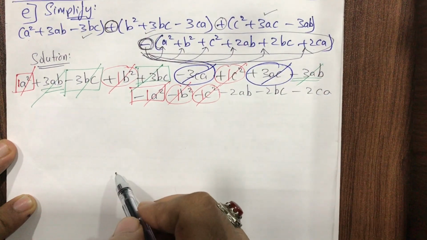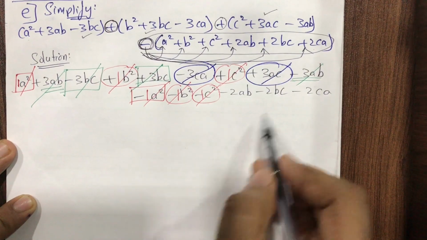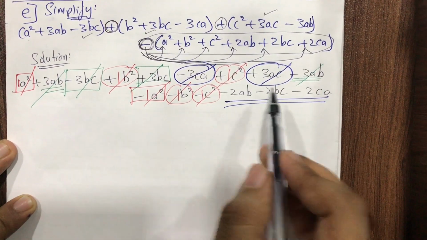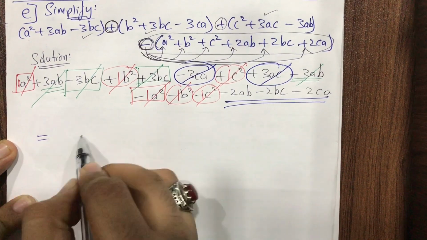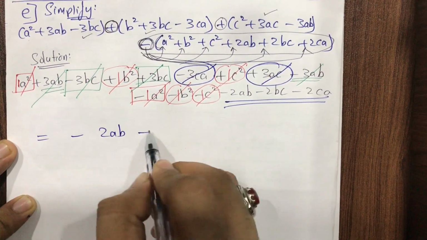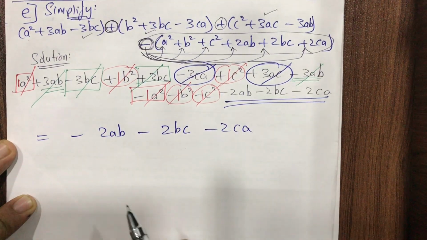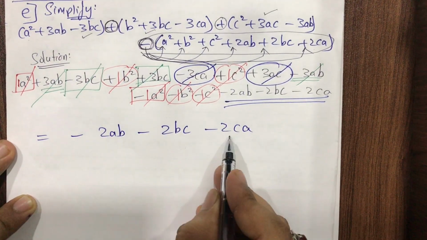Okay, so now what are we left with? We are left with only this part. See this, we are left with only this part. Everything else is cancelled. So we are left with minus 2ab minus 2bc minus 2ca. That's it, students. This can be our answer.